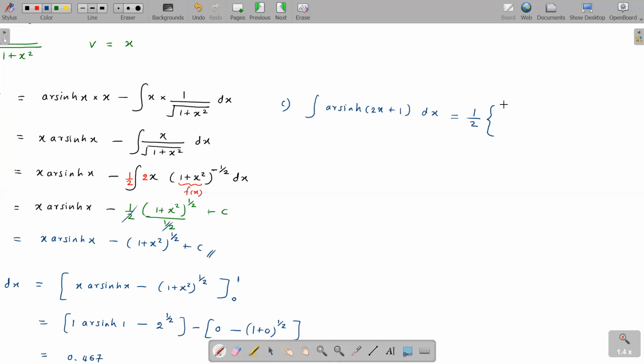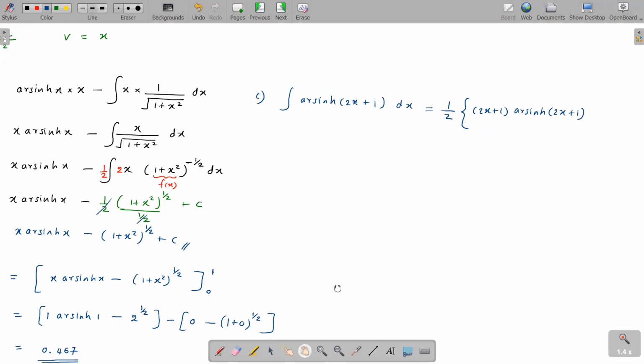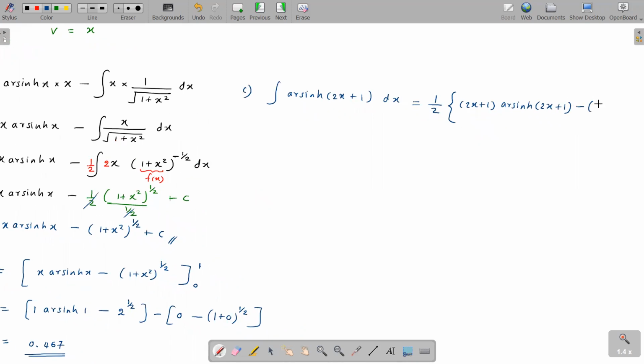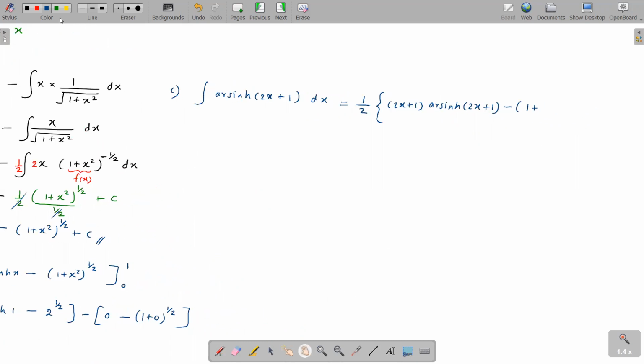Put a big bracket and write x is 2x plus 1, times arcsin of 2x plus 1, minus, 1 plus x squared, that is 1 plus (2x plus 1) squared, whole thing to the power half. And yeah, plus c. You can put the plus c outside.